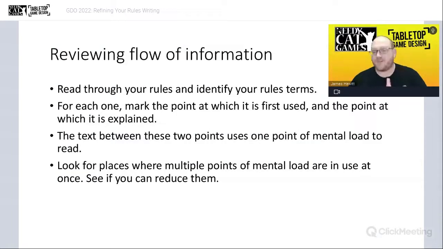So how do you review it? What's a good way to measure this? Here's what I recommend you do. Get your rulebook, either print out your rules document or have it on a screen. Read through it and identify your rules terms, highlight them, maybe underline them so you can see where they are. You can do this either after you've formatted them or before, whatever it is you do. But for each one, mark the point at which you first use it and the point at which it's explained. That could be within the same page. It could be several pages. It could be either end of the rulebook.